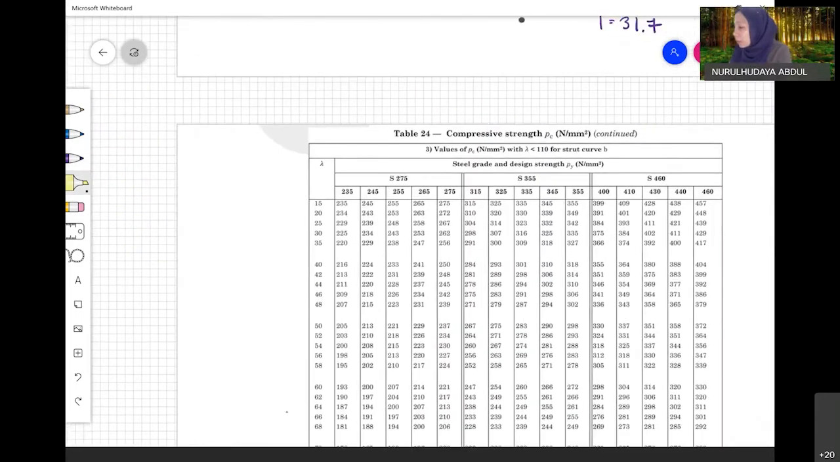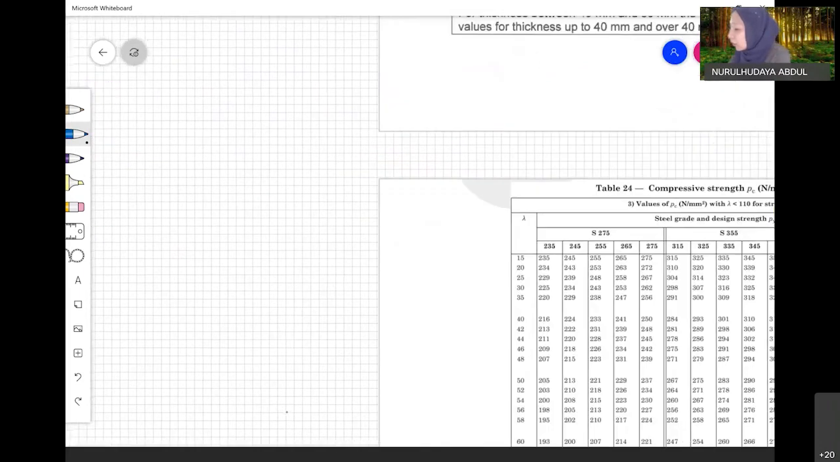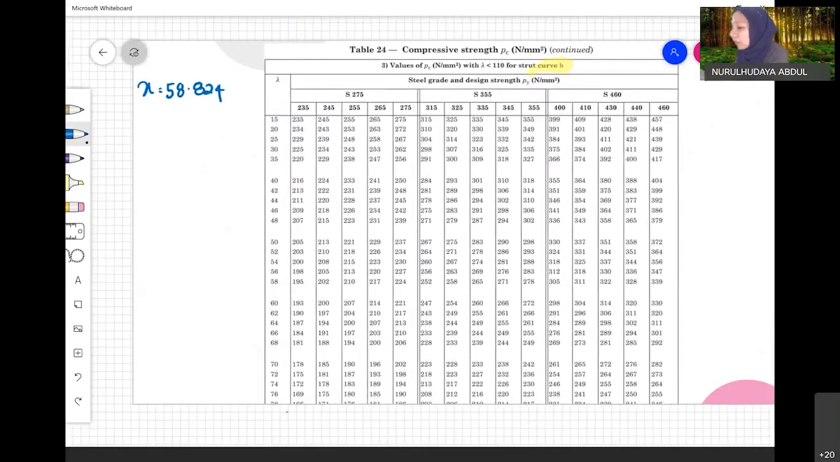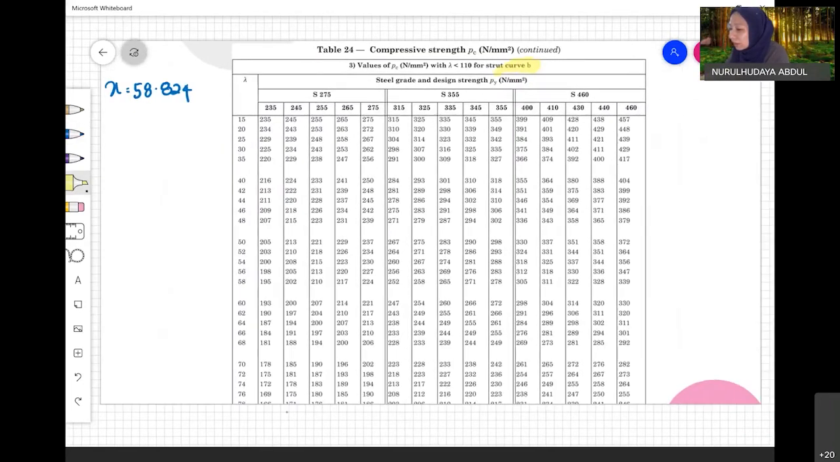Here we have curve B. So slenderness ratio is in our table here. Tak ada satu pun yang, tak ada number yang 58.824. Kalau tengok here this is the slenderness ratio. Okay, so yang ke bawah ni semua slenderness ratio lah. Okay, tak ada satu pun yang 58.824. So obviously you kena cari in between dia. So it is between 58 sampai 60.